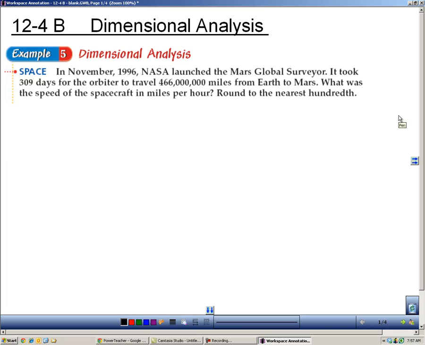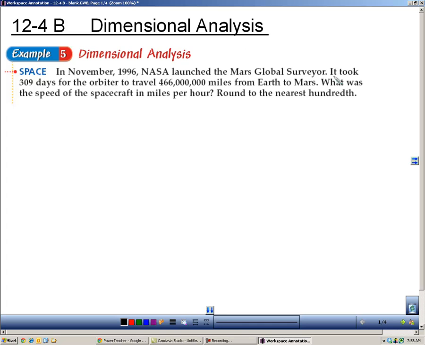Section 12.4b is about dimensional analysis. We've talked about this in the past. Dimensional analysis is taking the units and including them in a problem and then canceling the units in a controlled way to get an output that you want.